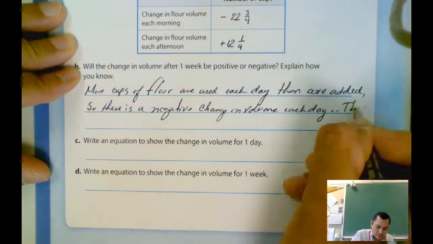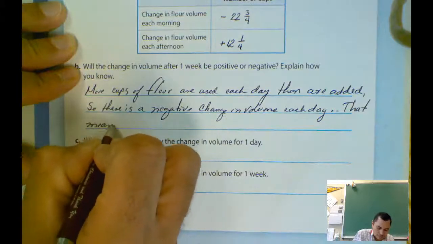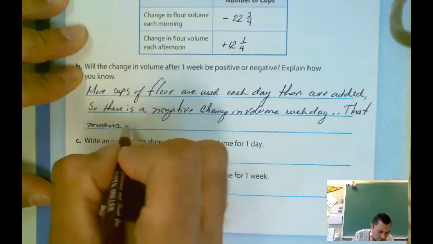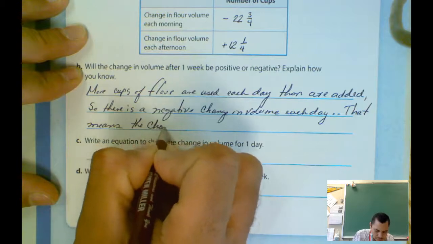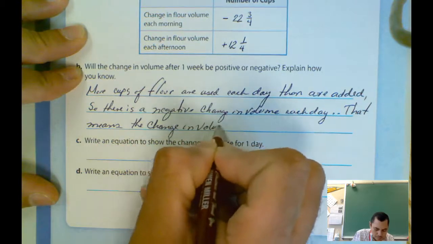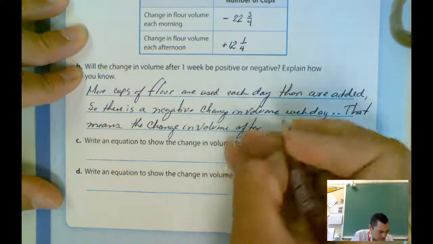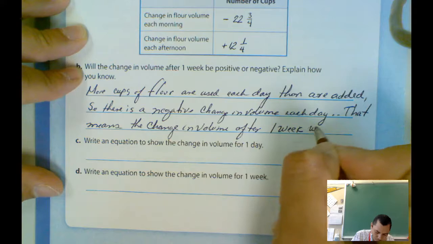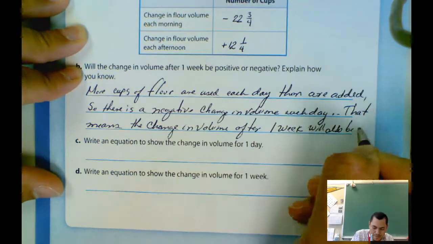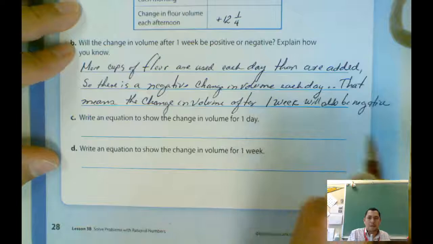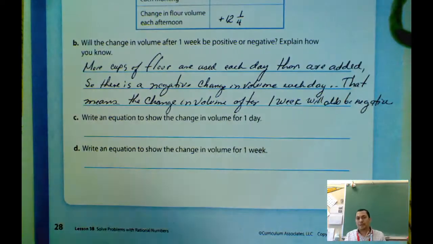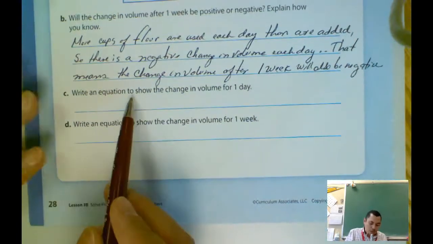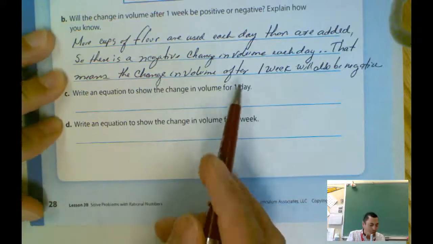That means the change in volume after 1 week will also be negative. Okay, so if we're taking more flour than we are putting, at the end we're going to end up with a negative amount of flour. Now, for C, write an equation to show the change in volume for 1 day.